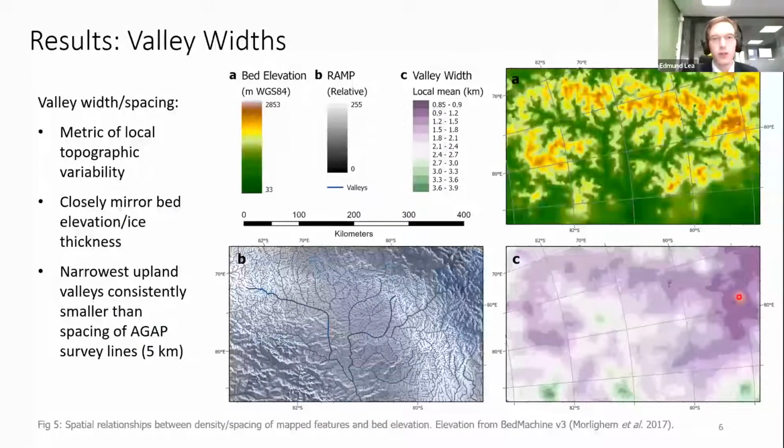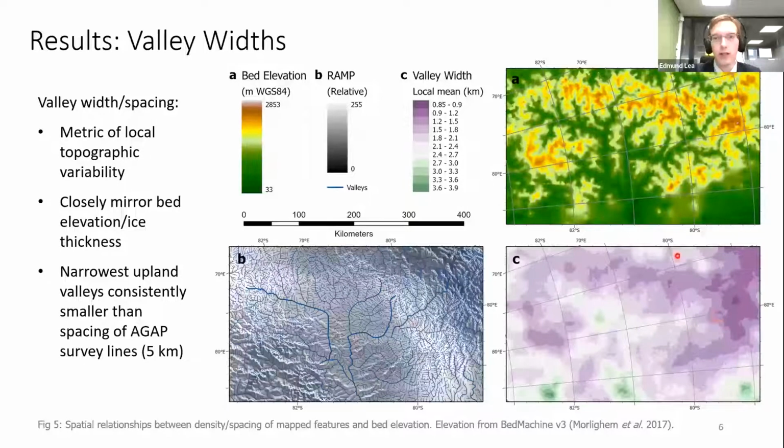Another thing we can look at is the width or spacing of valleys on a local to regional scale. Essentially what this gets at is the minimum wavelength of topographic variation in any given area. We're talking about valley width here as from one ridgeline to another. Comparing that to the bed topography on the top right and the valley width as a local mean on the bottom right, we can see there's quite a close relationship, with a greater abundance of more valleys at a narrower spacing at higher elevations.